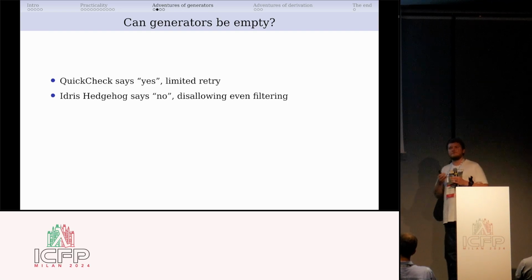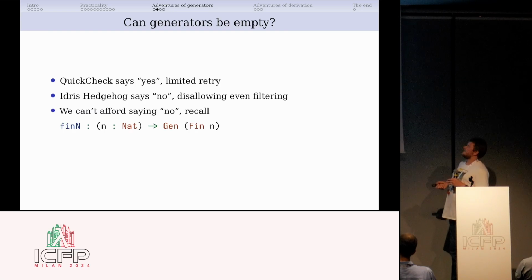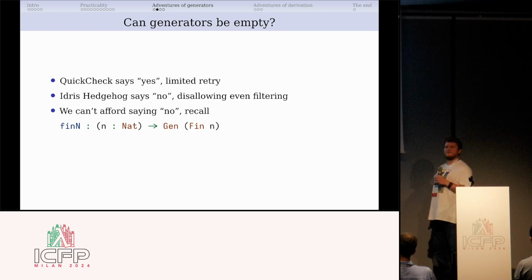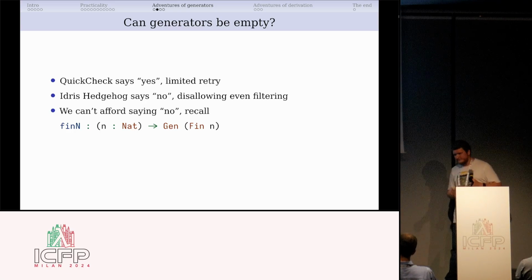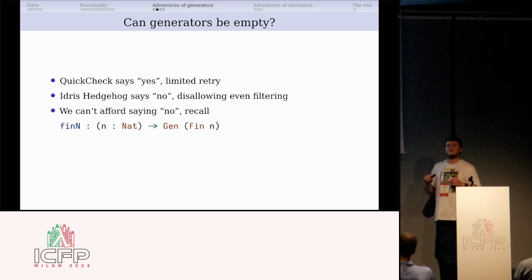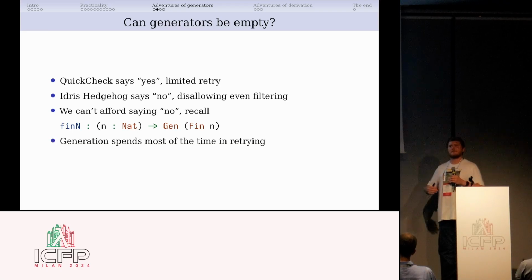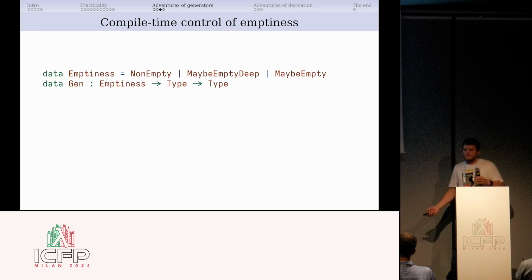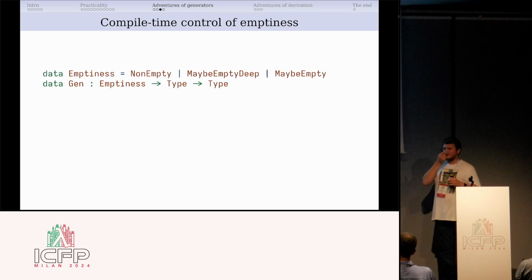Some libraries said no, we don't need that, it's really inefficient and so on. But we can't afford saying strictly no, because, for instance, we then can't afford this type of generators. But we found that if we simply allow this, most of the time the generator actually spends in backtracking or retrying this empty stuff. So what's the solution? We have our generators indexed by some emptiness.